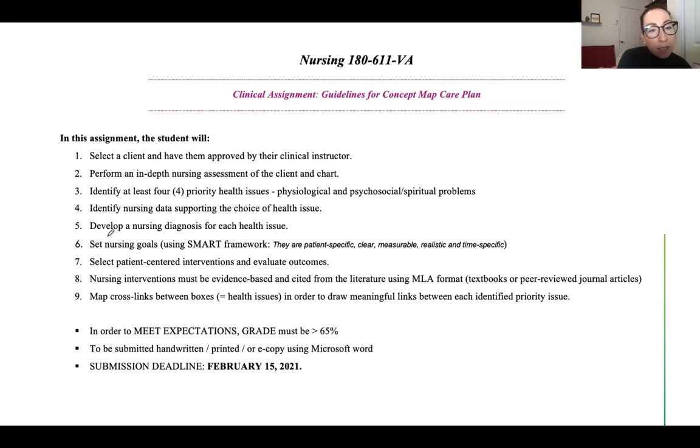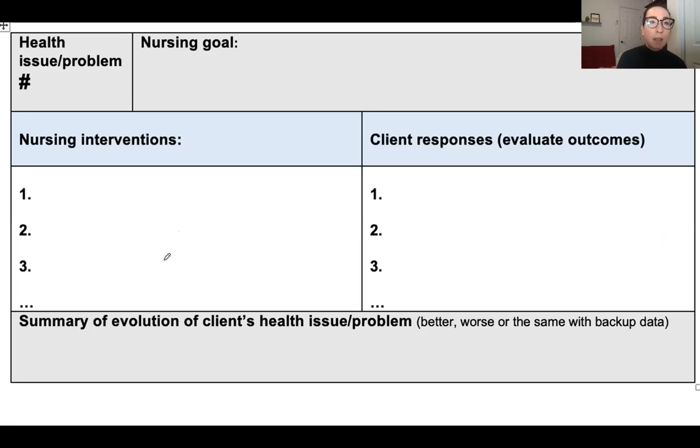Then items 6 to 8 are going to be in a separate table, which I'm going to show you. I think it's in the next slide. Yeah, so it's going to look like this. You're going to reiterate the health issue that you drew out in the diagram, develop a nursing goal. Again, the usual type of goals that you would set in a nursing process, specific, measurable, time limited, realistic. Okay. Select some interventions that you did with your patient that day that are evidence-based.